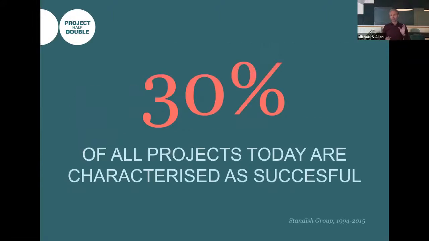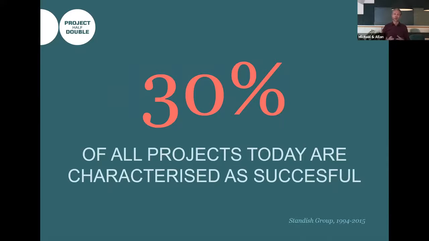Super. Let me dive right into it. And let me just give you a few numbers about Half Double before I talk about the portfolio concept. As you might know, Half Double started with this 30% number. These are the number of projects that are currently considered successful, and we wanted to increase the success rate of projects. We would like to leverage this number from 30, let's say, to 40, because that could really make a huge difference in the way that we do projects today.